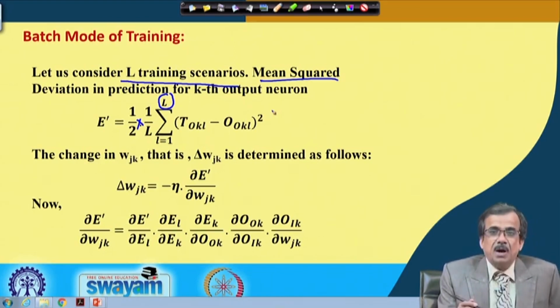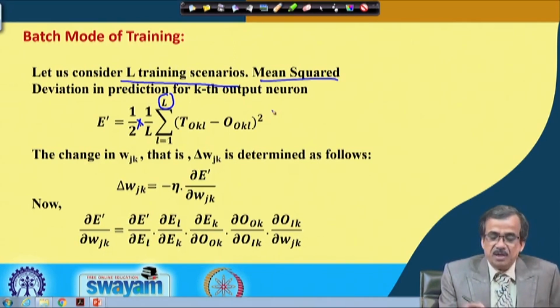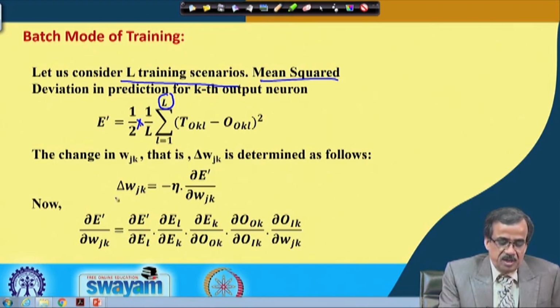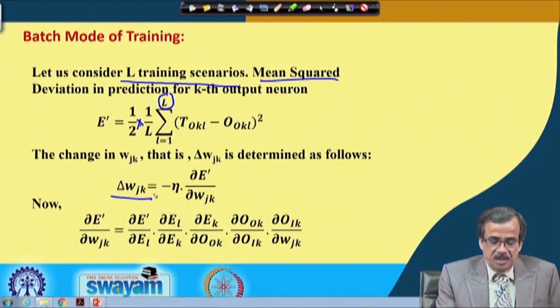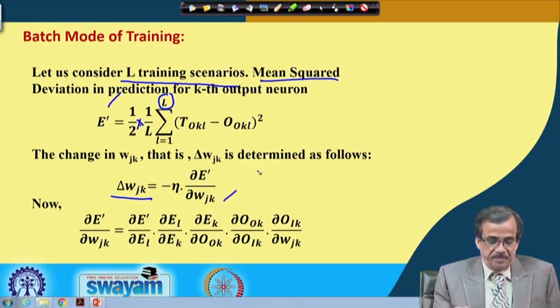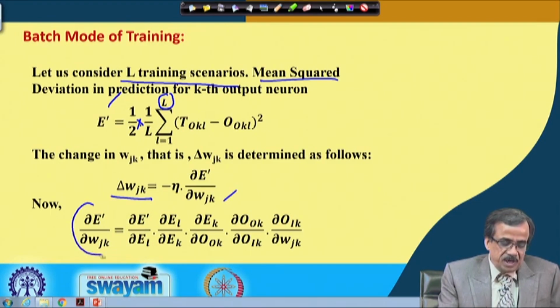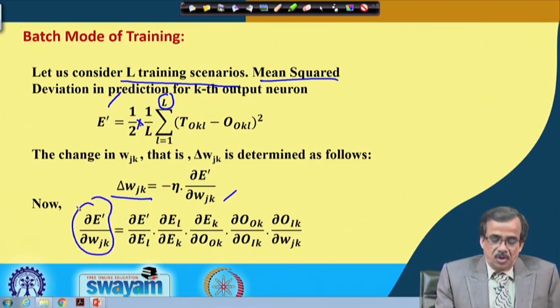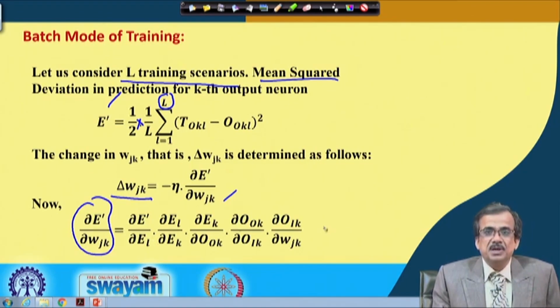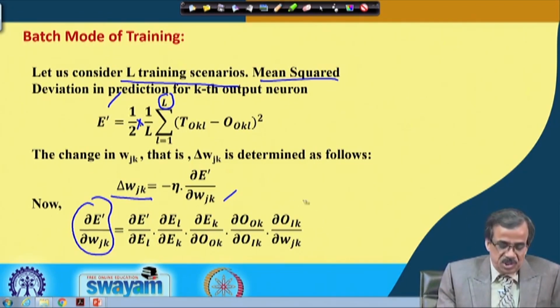Now, let us see how to update this particular W_jk. Delta W_jk is nothing but minus eta multiplied by the partial derivative of E prime with respect to W_jk. Now, how to determine this particular partial derivative? To determine the partial derivative, I am once again using the chain rule of differentiation.